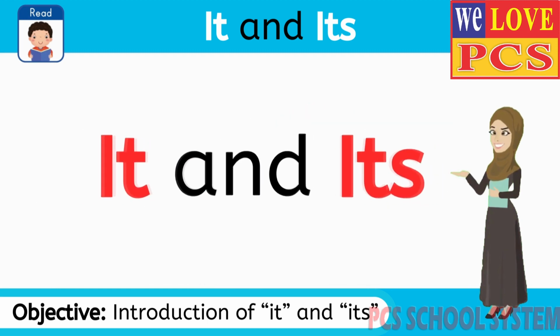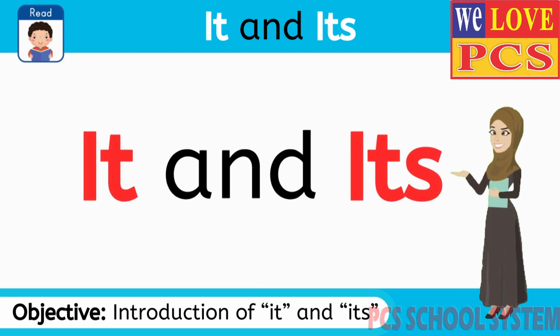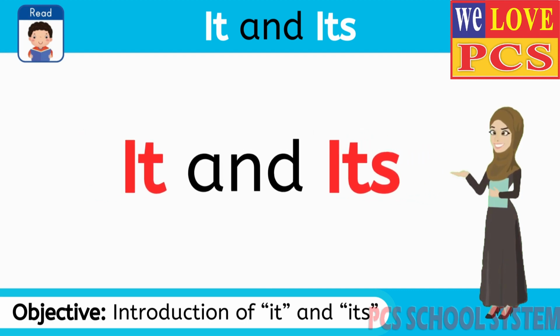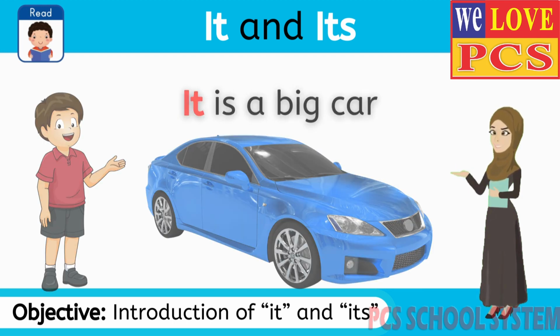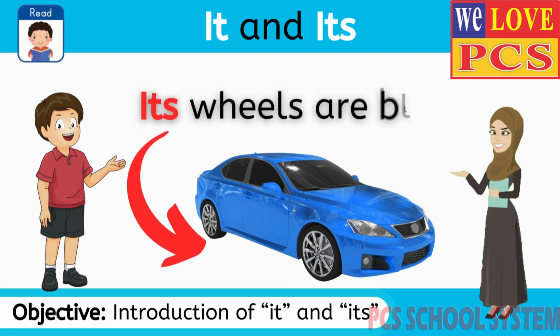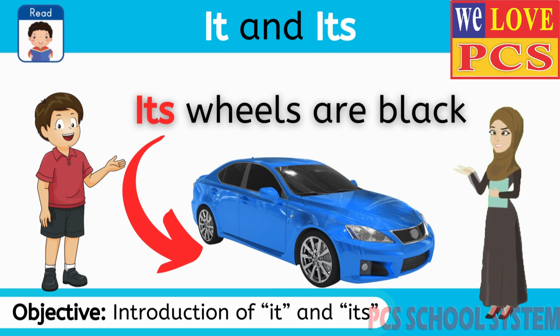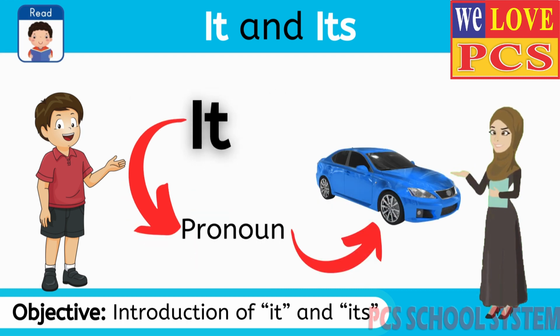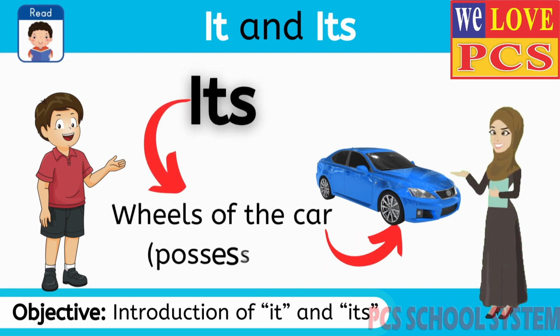My dear friends, now let us learn more about it and its through different examples. It is a big car. Its wheels are black. My dear friends, here it is used as a pronoun for the car. And its is showing the possession of wheels with the car.